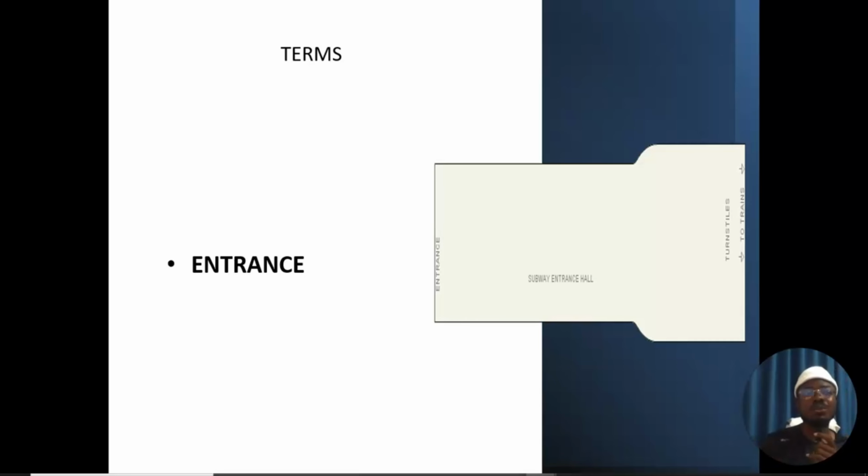So for any way into a subway or into any facility or any area or any building, there is usually a point of entry. So the point of entry is what we call the entrance. And when you have access to a specific area or a facility, it might be a building, it might be a public space, it might be a transit station. But since we're focusing on subway, it might be entrance into the subway.